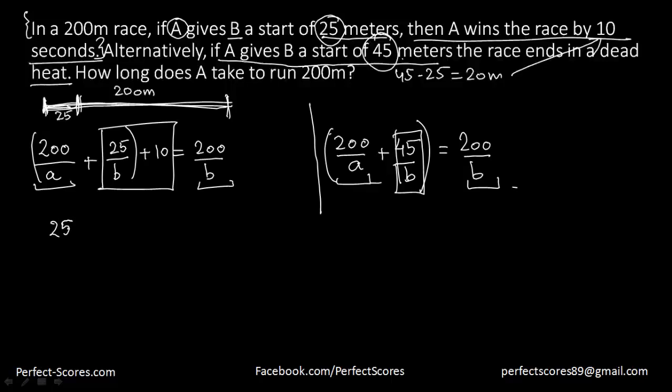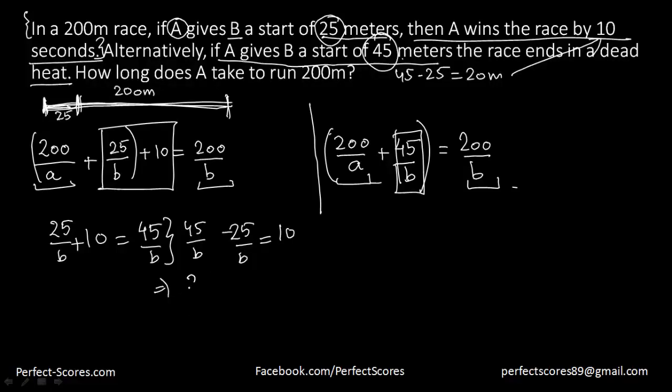We know that 25 over B plus 10 is equal to 45 over B, which means 45 over B minus 25 over B is equal to 10. Hence, from here we can say that 20 over B is equal to 10 and B is equal to 2. So we get the speed of B to be equal to 2 meters per second.